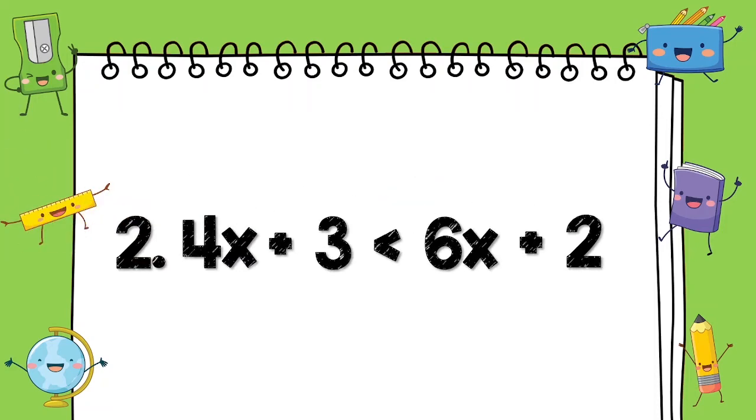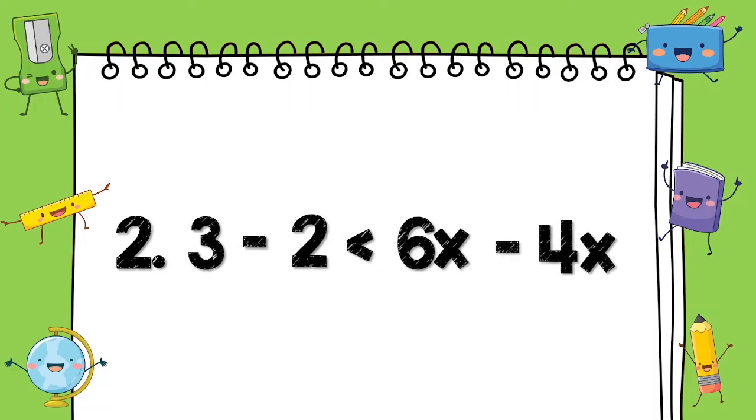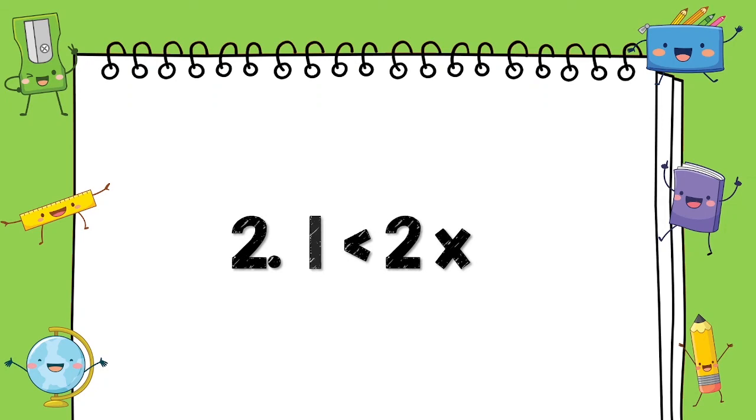Now the second question, let's bring it back. 4x plus 3 is less than 6x plus 2. We are going to interchange the positions of plus 2 and 4x. So plus 2 will go to the left side and 4x will come to the right side. We will get 3 minus 2 is less than 6x minus 4x. So 3 minus 2 is 1 and 6x minus 4x is 2x. So 1 is less than 2x.